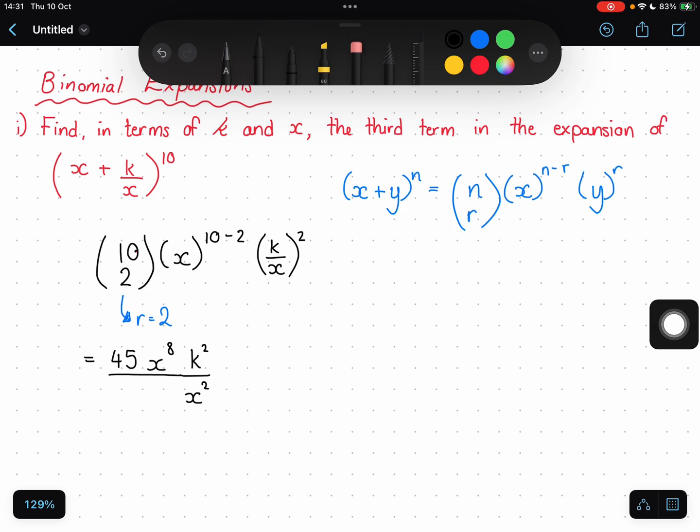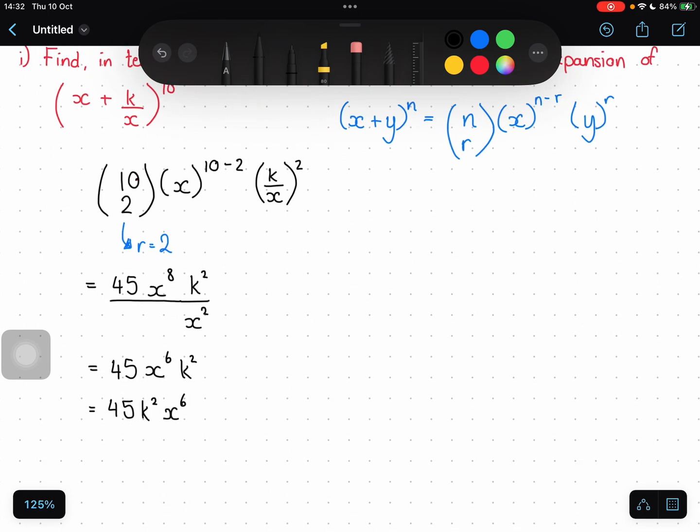So when I do that out, we know that if we are dividing x's, it's the power on the top line minus the power on the bottom line. So it's x to the power of 8 minus 2, which is 6, and then k squared. Now the k part is technically a constant here. The x is the variable, so it is a little bit nicer if we write it as 45 k squared x to the power of 6. That is my third term.